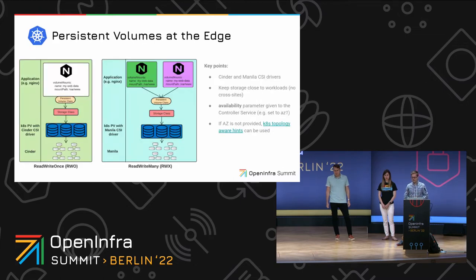So let's talk about the volumes in Kubernetes. Of course, this is a 10,000 feet slide about the PVCs in Kubernetes, but in this one, we want to present how Cinder and Manila can be really useful for Kubernetes clusters at the edge. I'm not going to present the details about how it works in Kubernetes, but what I want to share with you is that having Cinder and Manila deployed on the edge sites, managing the local storage, is something that we highly recommend. So having your data close to the workloads.